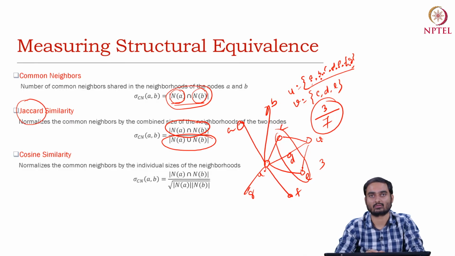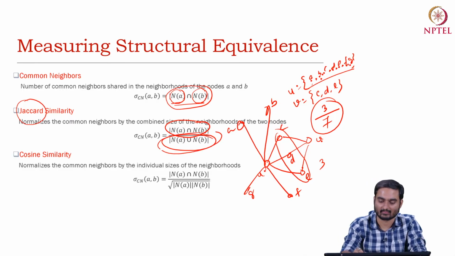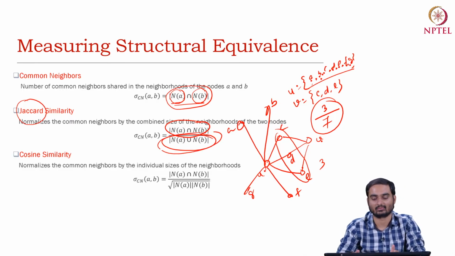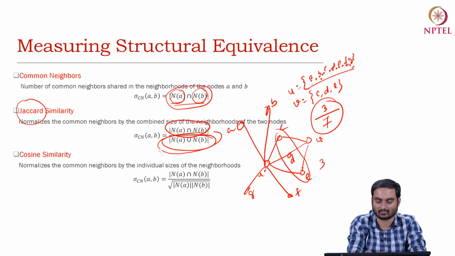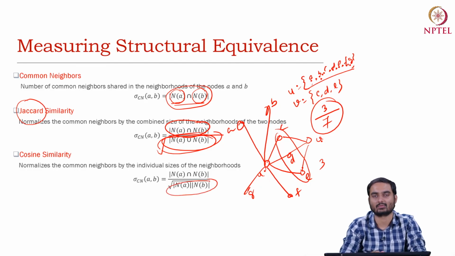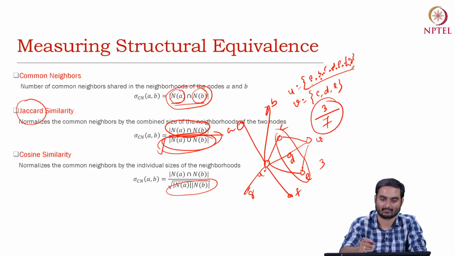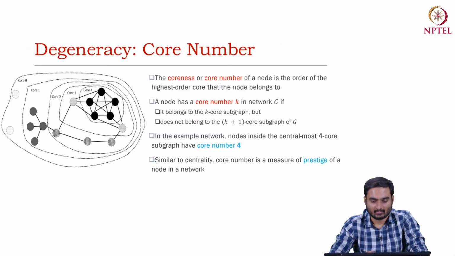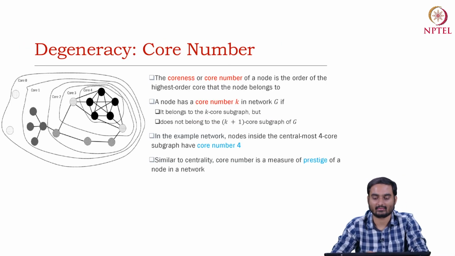Right? Of course, you can also normalize. So this is just a normalization factor. You can normalize it in other ways. You can actually take the square root of the cardinality of both NA and NB. And there are many ways through which you can measure the structural equivalence. Okay. Right. So now let's look at another important concept.